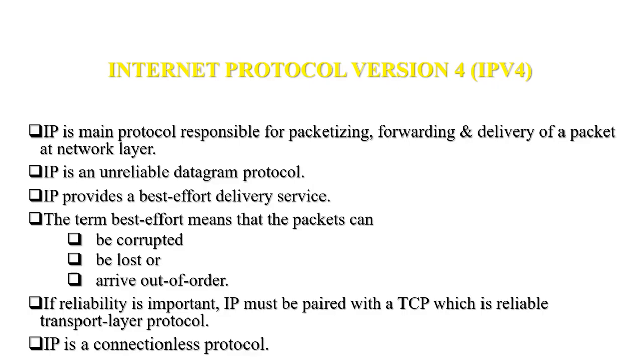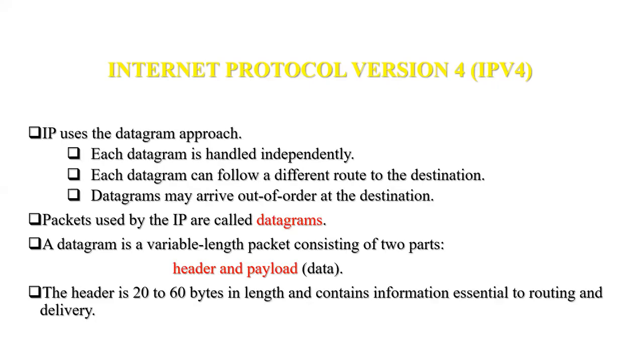IP is a connectionless protocol. It uses the datagram approach, where each datagram is handled independently. Each datagram can follow a different route to the destination. Datagrams may arrive out of order at the destination. Packets used by the IP are called datagrams. A datagram is a variable length packet consisting of two parts, header and payload data. The header is 20 to 60 bytes in length and contains information essential to routing and delivery.